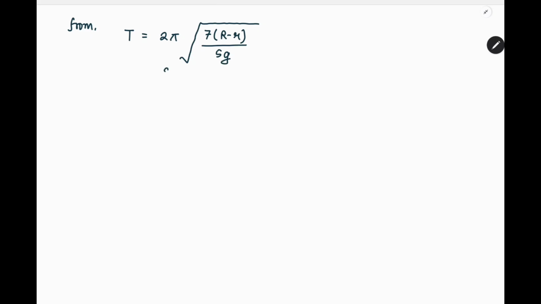So if we square on either side, then we get that T square is equal to 4 pi square, and then we have 7 by 5g times R minus r, and then from here small g can be written as 28 pi square by 5. So these are the digits, and then we have R minus r by T square.